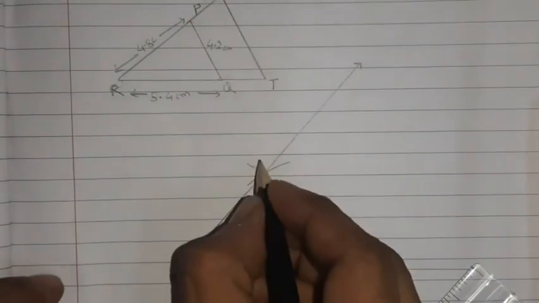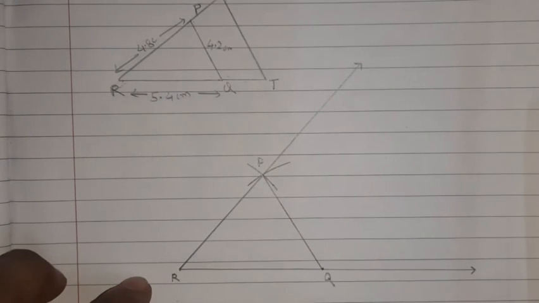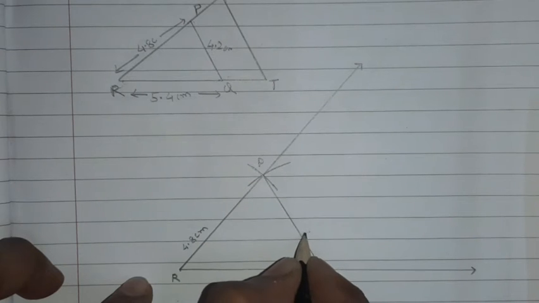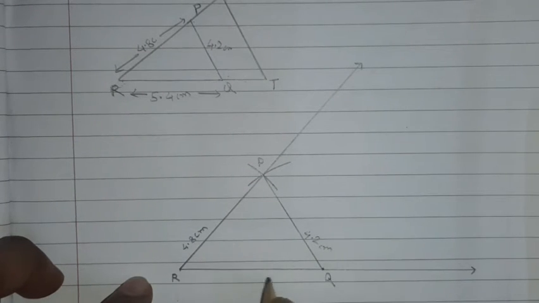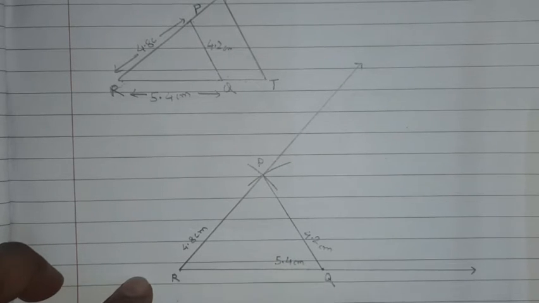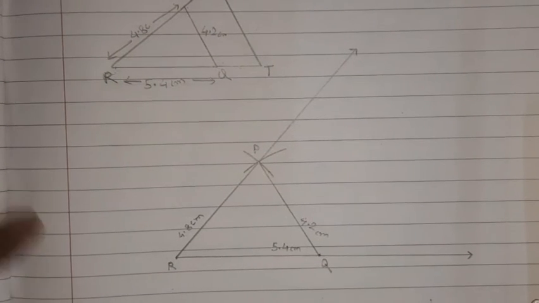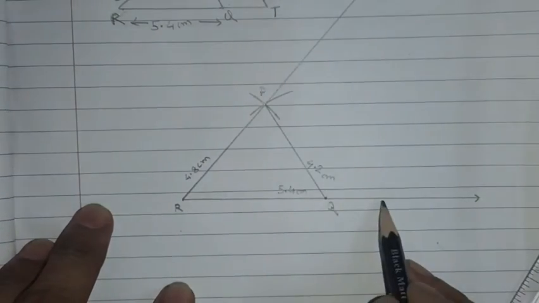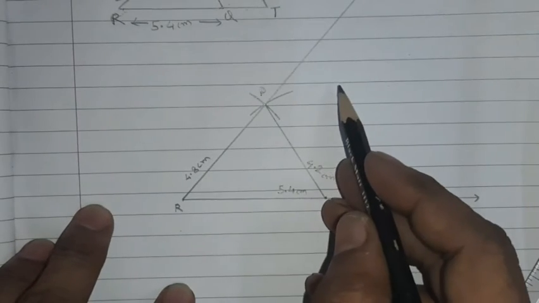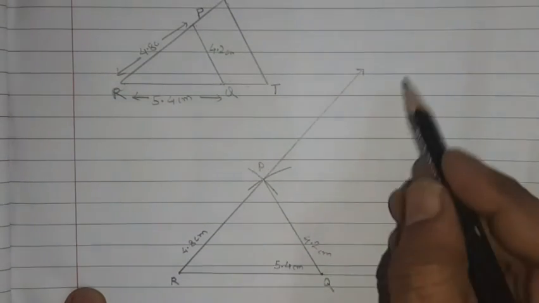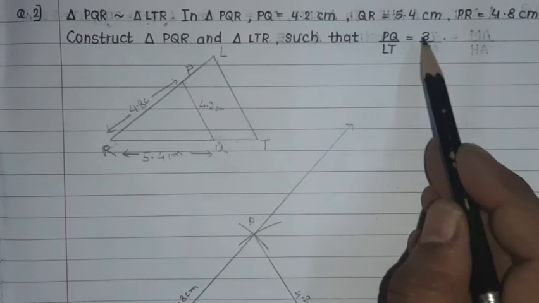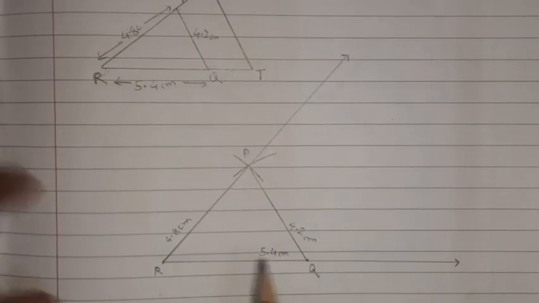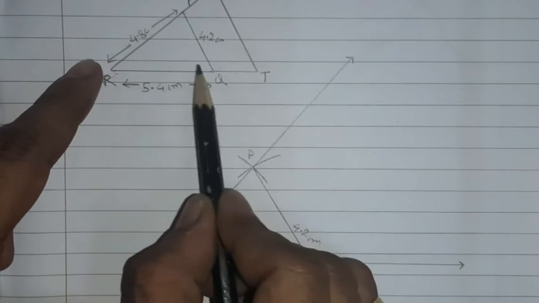Now dear student, we completed the construction of triangle PQR. Here it is 4.8 centimeter, here it is 4.2 centimeter and here it is 5.4 centimeter. Now dear student, what do we have to do? We have to construct the triangle LTR. As we observe in the rough figure, point T is somewhere here and point L is somewhere here. For that purpose, what do we have to do? The ratio is given, PQ upon LT is equal to 3:4. This 4 is the bigger one. Therefore, what we have to do? That means RT is 4 and QR is 3.